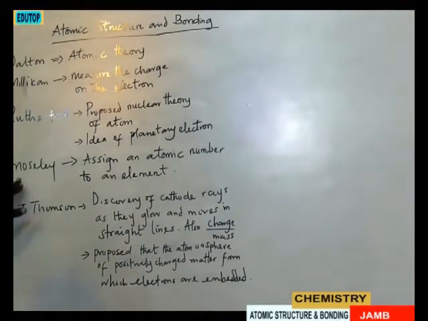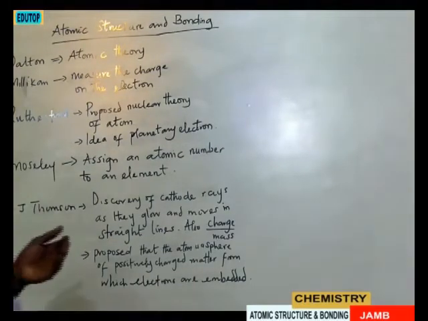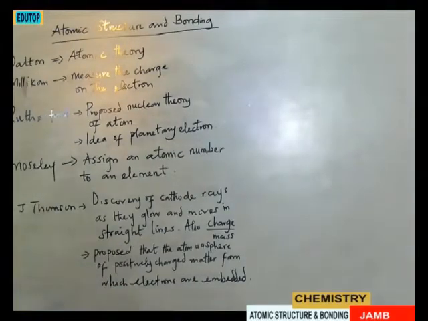Then we talk about Moseley. Moseley assigned an atomic number to an element. Another renowned scientist that also talked about discovery of cathode rays is J.J. Thomson. J.J. Thomson discovered cathode rays, as they glow and move in straight lines. Also, charge per mass.